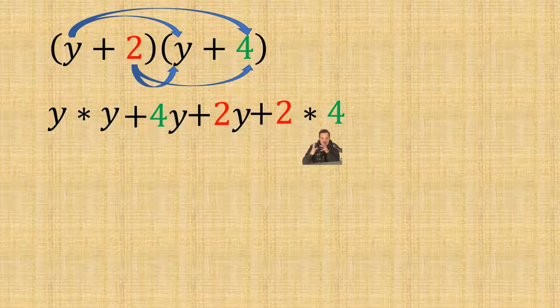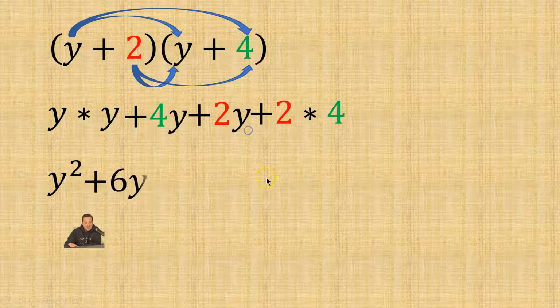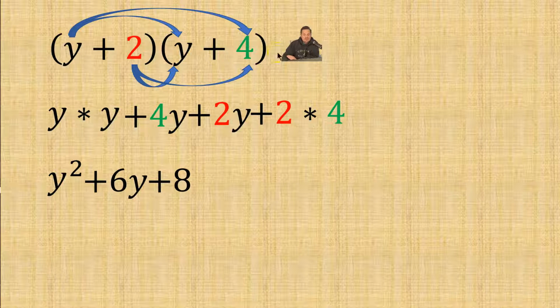And now let's gather the terms. So the y times the y, that's the first term there. That's going to look like this. So it's going to be y squared. Now, 4y plus 2y is going to give us 6y. And lastly, 2 times 4 is going to give us 8. So I just went from y plus 2 multiplying y plus 4 using FOIL, and I switched that over into y squared plus 6y plus 8.